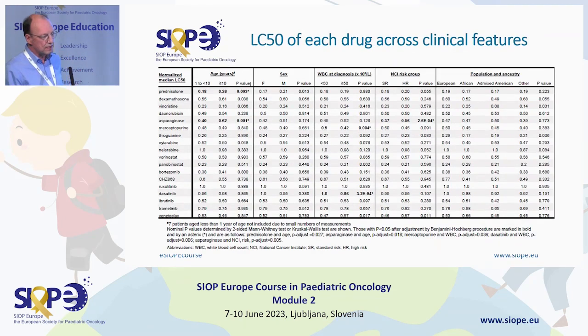First, I start with a table. So they had these LC50 measurements, and they combined that with the clinical data. This is the table that they created, looking at the 18 drugs that they studied across some of those clinical factors: age, sex, white blood cell count, NCI risk, and population and ancestry.